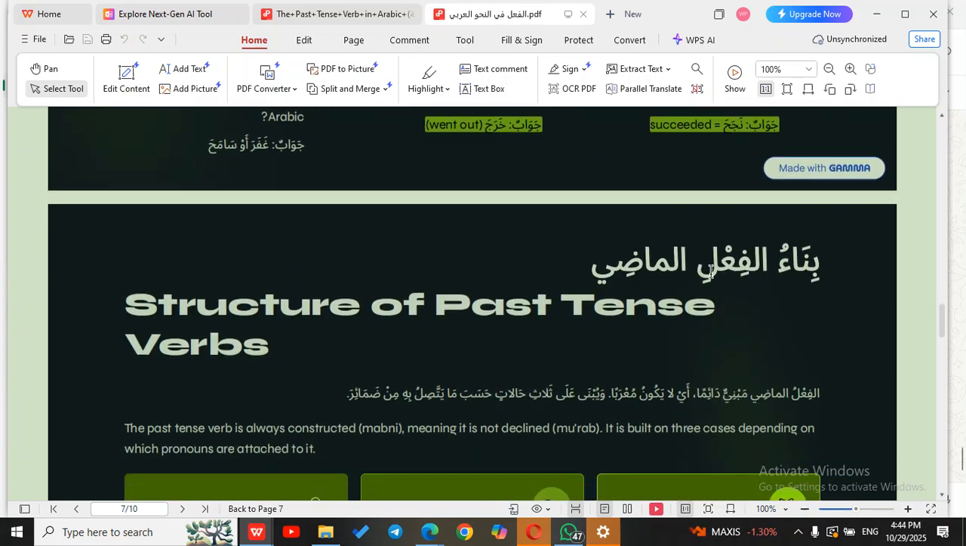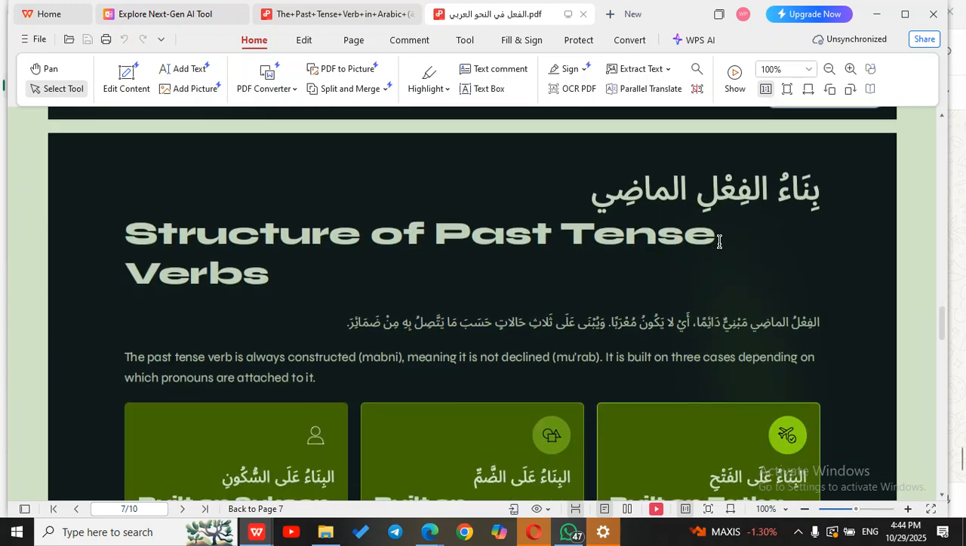Now, here we are going to talk about the structure of past tense. Bina'ul fi'l al-madi. How are we going to identify fi'l al-madi maybe in a given sentence? Or maybe they give us some verbs.